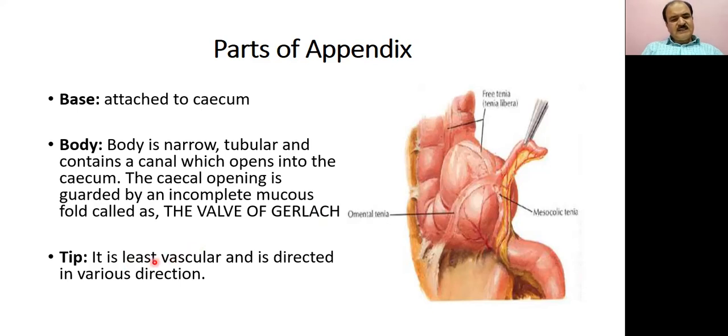Tip, it is least vascular and is directed in various directions. So the tip can be in any direction and is least vascularized. You can see in the free margin of the mesoappendix here the blood vessels. The blood vessels are in the mesoappendix.